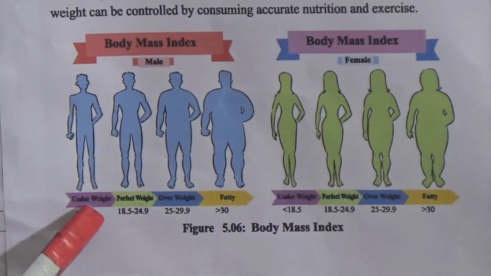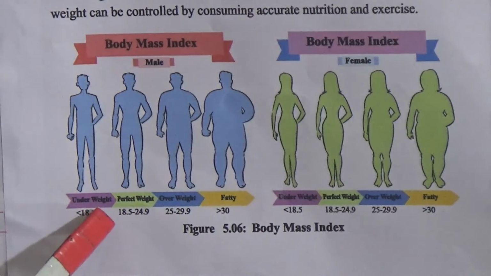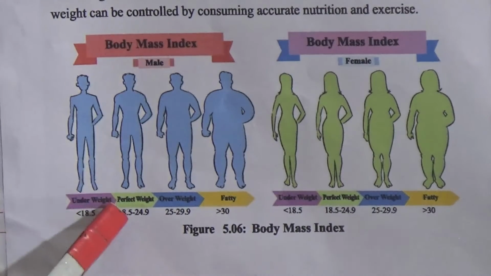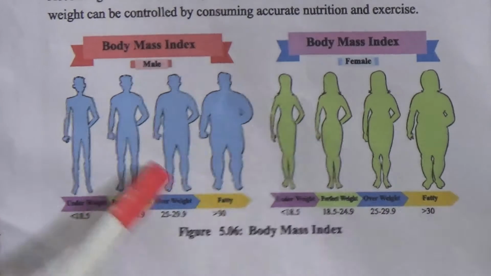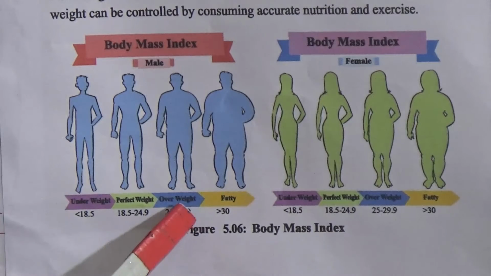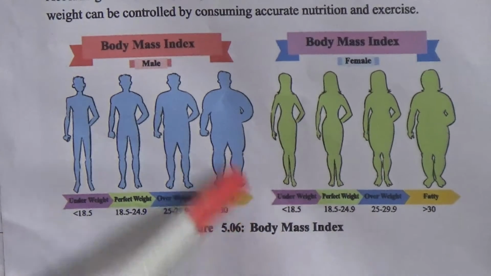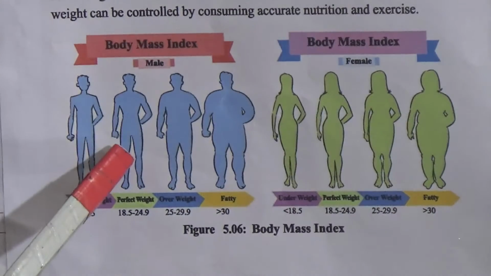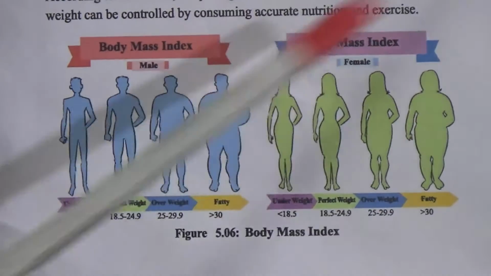Look, if this person's BMI value is below 18.5, this person is underweight, and this is the perfect weight: 18.5 to 24.9. And if the value is 25 to 29.9, that person is overweight. And if it is above 30, the person is obese. By following the BMI index, we can easily understand the physical condition or physical structure of the person.